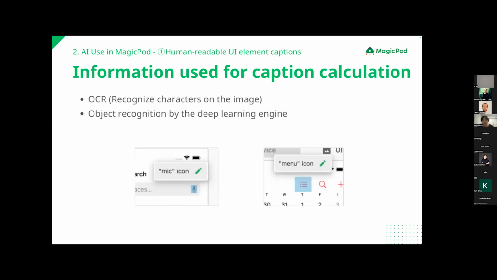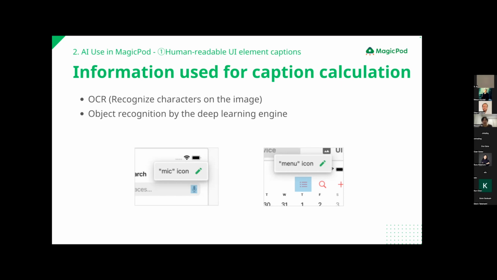Also, this calculation logic uses text in the image recognized by OCR logic. OCR means optical character recognition. And furthermore, it has a deep learning object recognition engine and can calculate the names of various icons. I think it is the same technology as Okan's presentation. We use this technology just for calculating human readable text. For example, if the AI sees an icon with this shape, the AI will say it is a mic icon. And if the AI sees an icon with this shape, the AI will say it is a menu icon. Our AI currently can recognize around 100 types of icons.